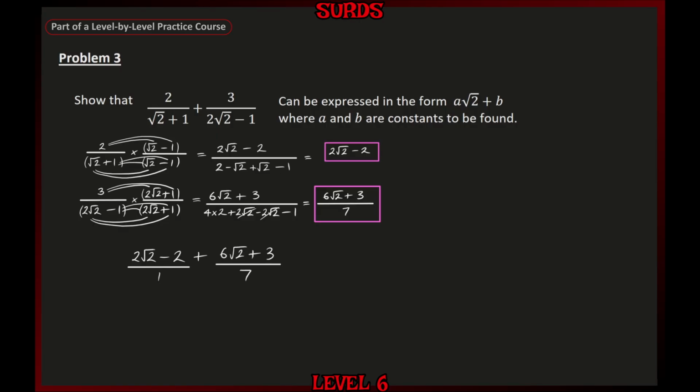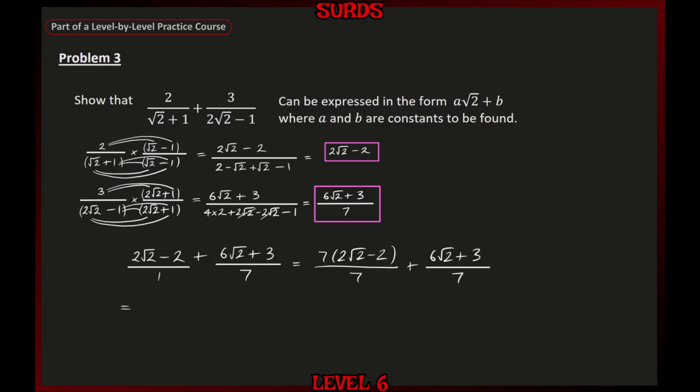So to make these two have the same denominator, we can just multiply the first fraction on the top and the bottom by 7. So this becomes 7 times 2 root 2 minus 2 all over 7 plus 6 root 2 plus 3 over 7. And now that the denominators are the same, we can just add the numerators together. So I'm going to add the numerators together at the same time as expanding that first bracket.